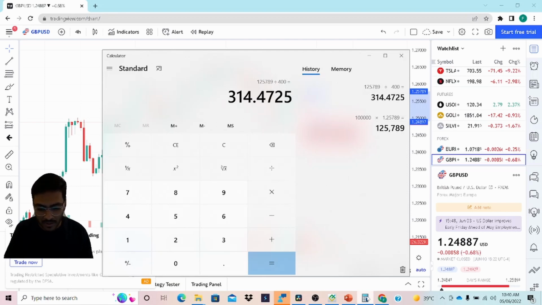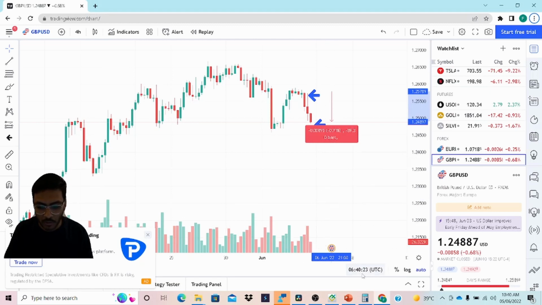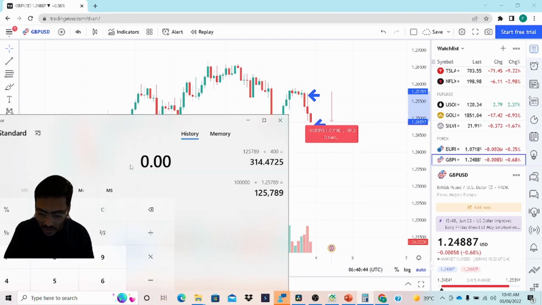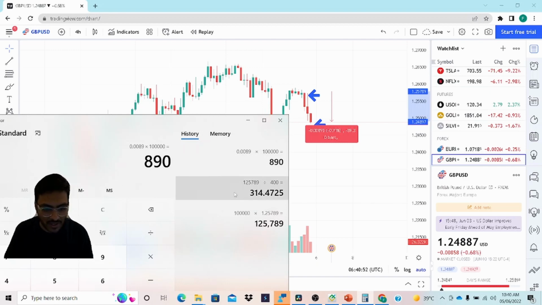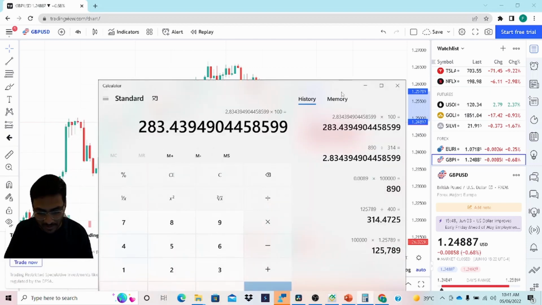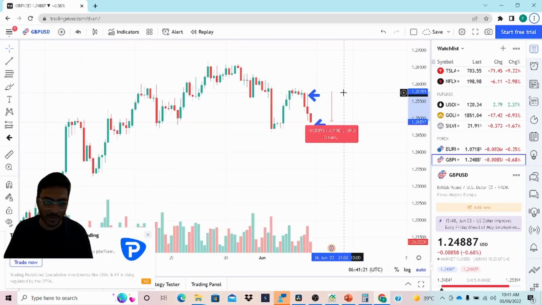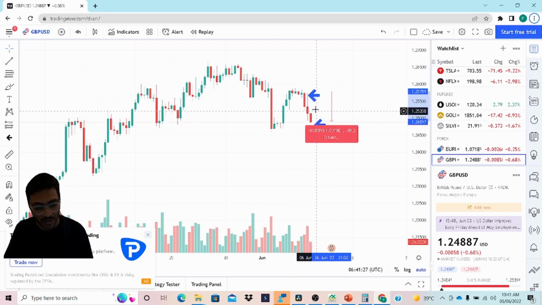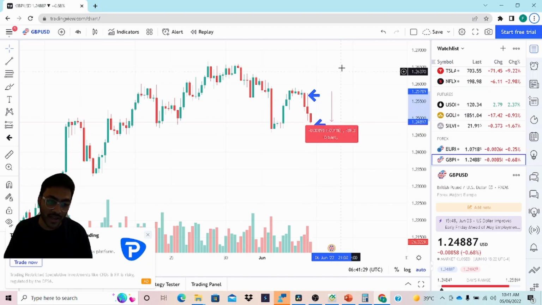So just think about the profit. How much profit did you make? You made a profit of 0.0089 multiplied by 1 lakh, that is 890, and how much money you have invested, that is 314. So basically that is around 300% return, right? So this is the beauty of trading in forex, that is leverage. But always remember there's a risk as well. If the trade doesn't go in your direction, and if it goes in the other direction, then you may lose all your money or your capital as well.